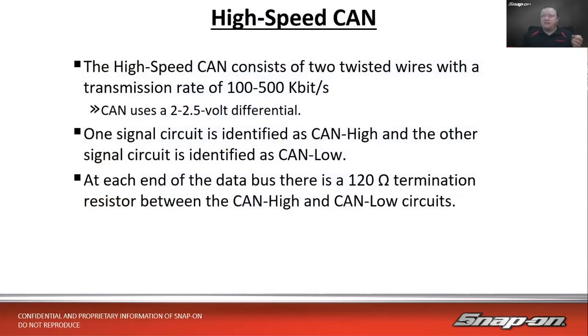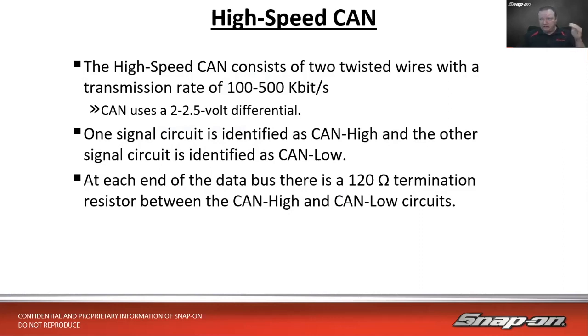So high-speed CAN consists of 2 twisted wires with a transmission rate of between 100 to about 500 kilobits per second. And that's for standard CAN. When you get down to about the 100 kilobits per second, you're talking maybe a mid-speed CAN. When you get closer to the 500 kilobits, it's more of a high-speed CAN. And then there are newer versions of CAN that can get up to 1 megabit per second, right? So that's like 1 megabyte per second if you think about it that way. And CAN uses a 2 to 2.5 volt differential. If we were to look at the signals, we should see about 2 to 2.5 volts between the high and the low side. And once again, we'll talk a little bit more about that as we go on.